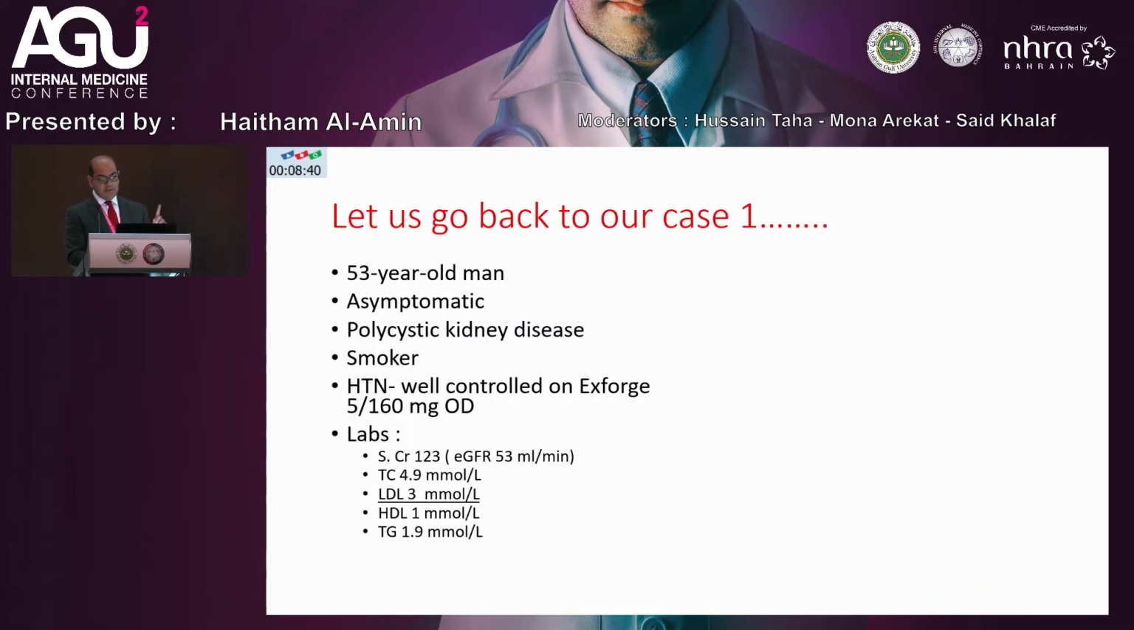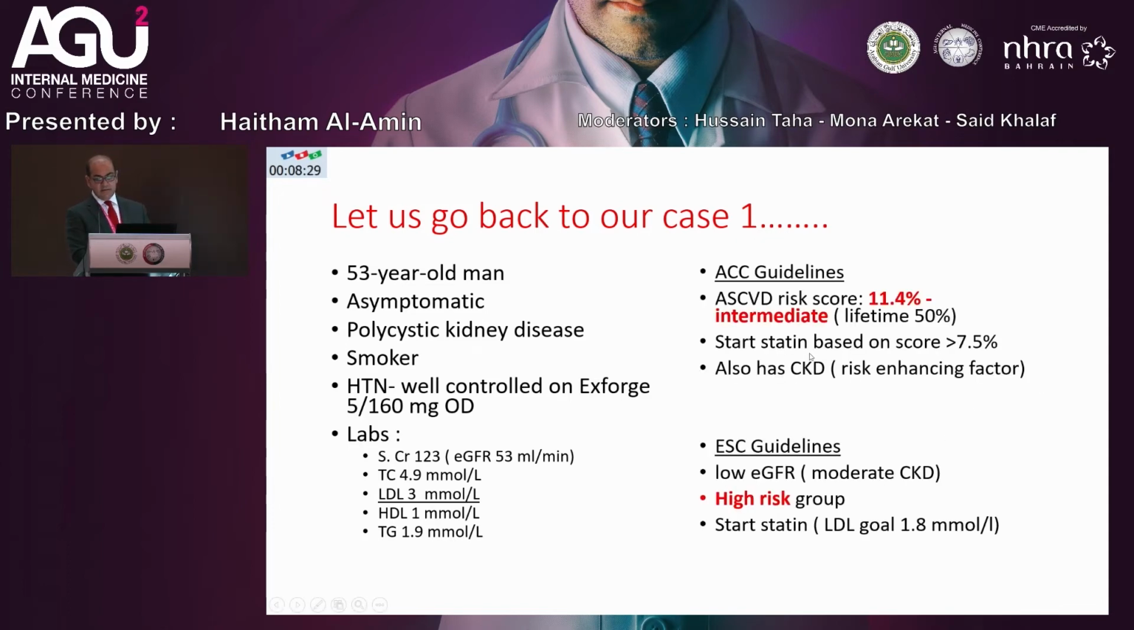So let's go back to our case number 1, the gentleman with the polycystic kidney disease with an LDL of 3. Well, he does not fall into the first three classes. So according to the ACC, you would need to calculate his risk score. It's above 7.5%, so he would need to be on statin therapy. According to the ESC guidelines, he is in a high-risk group because of a low eGFR, and his LDL goal will be 1.8. So in this case number 1, he is required to be on statins.